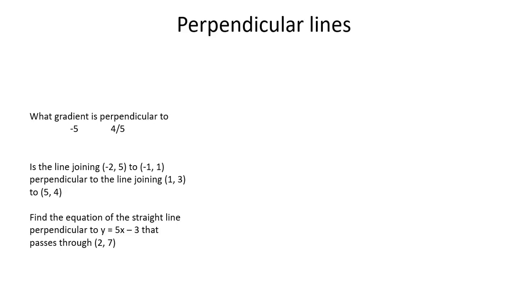Hello, and this time we're looking at perpendicular lines. Now the first thing I wanted to say is, what is a perpendicular line? Well, if you have a line, then something perpendicular means that you are at right angles to it.